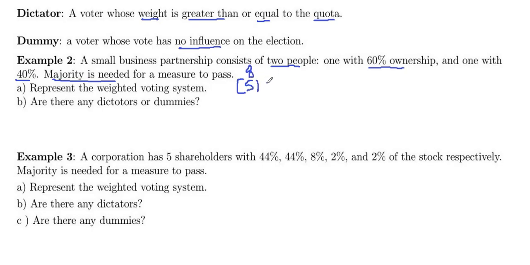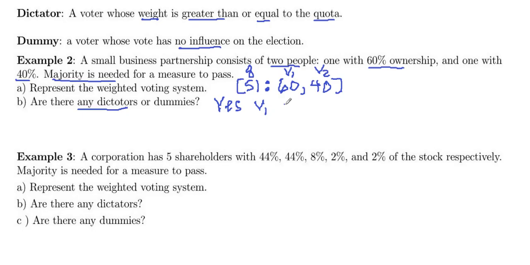We call that Q. And then you put a colon, and then you put the number of votes for voter 1 and voter 2. So voter 1 has 60 out of 100 votes, and voter 2 has 40 out of 100. And then you close it up with a square bracket. So this is voter 1, V1, and voter 2, V2. Are there any dictators? Well, you only need 51 votes to pass something. Voter 1 has 60 votes. So whatever they vote, it doesn't matter what voter 2 does. Whatever they vote, 60 is greater than or equal to 51. So they determine whether something passes or doesn't. So yes, there is a dictator.